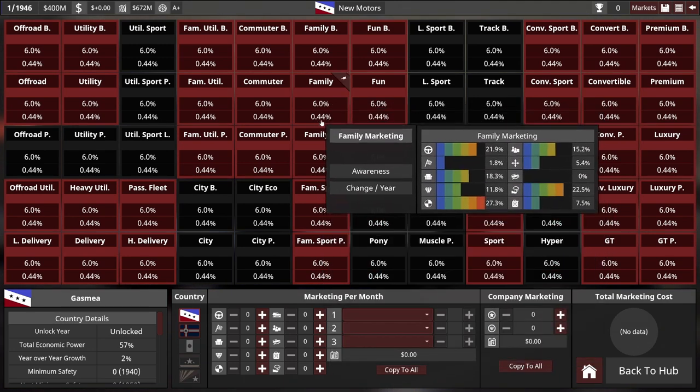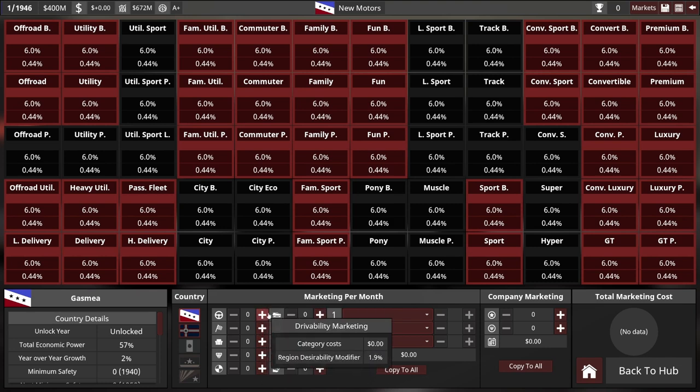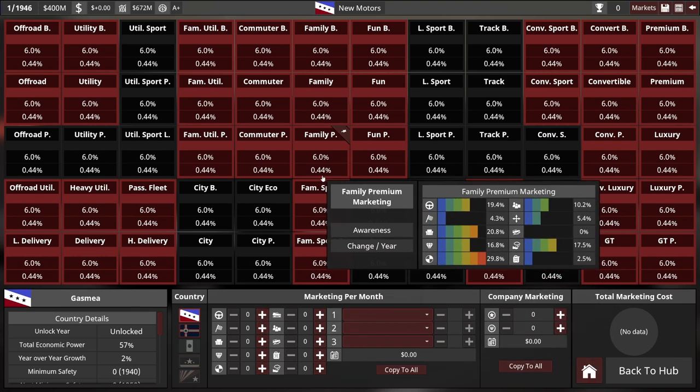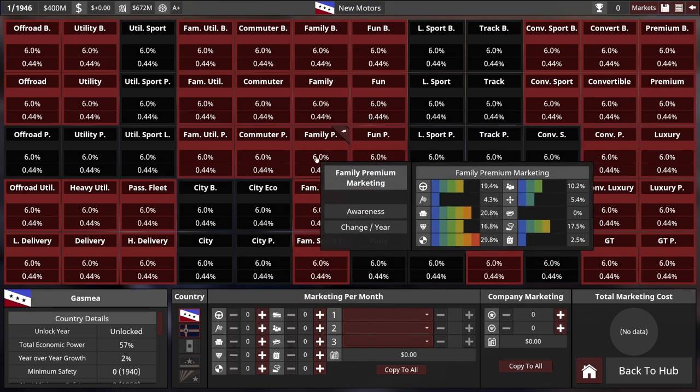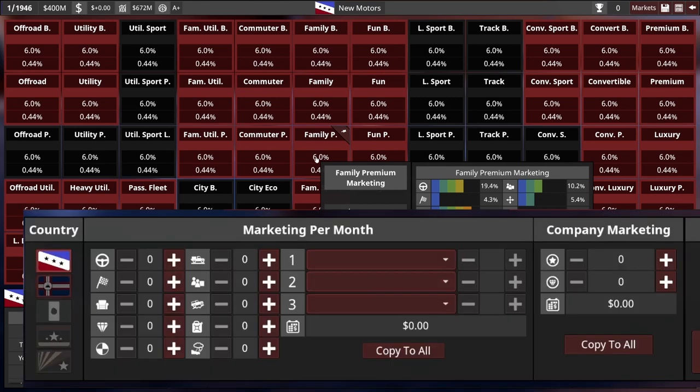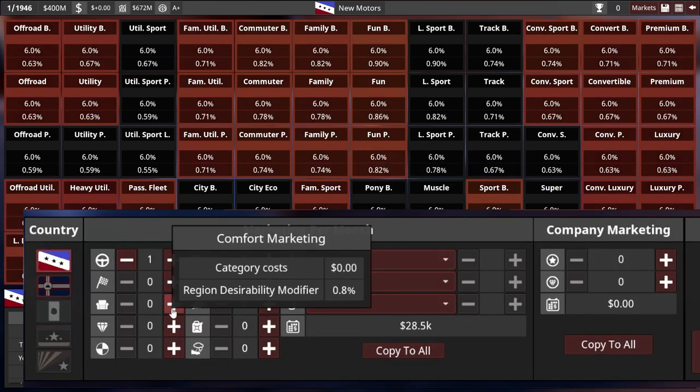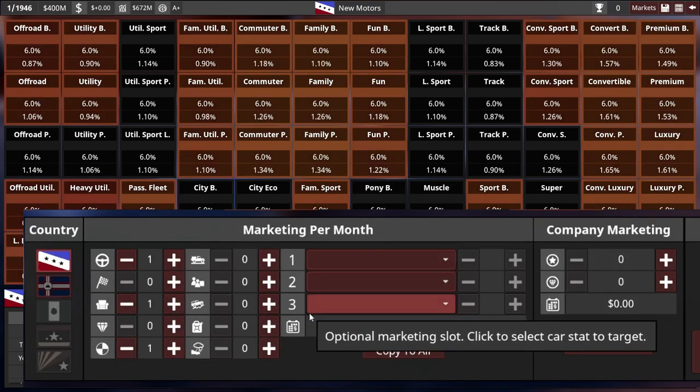And this is our growth, 0.44%. There's two things that make this go up. In this screen, we can spend money on marketing. And the other important ingredient is that we have to actually sell cars. So if you mouse over a market, say family premium, you can see how much the different stats matter to that market. Safety is the most important, then comfort, then drivability, prestige, reliability. And we can market based on these attributes.